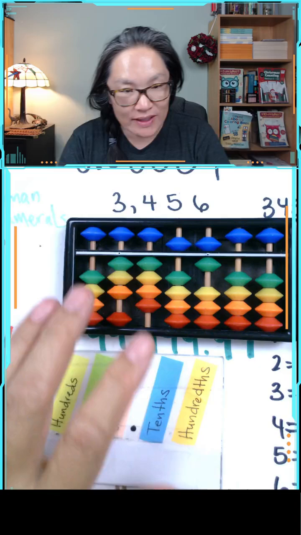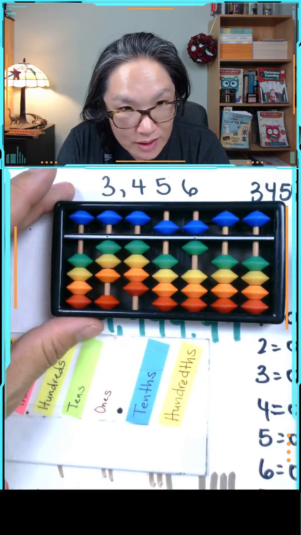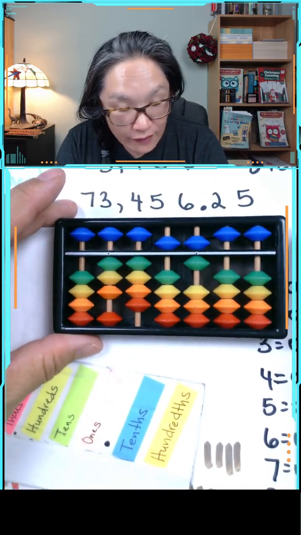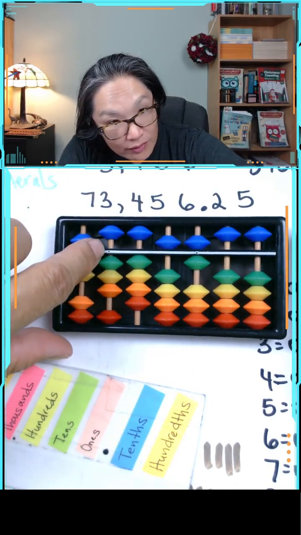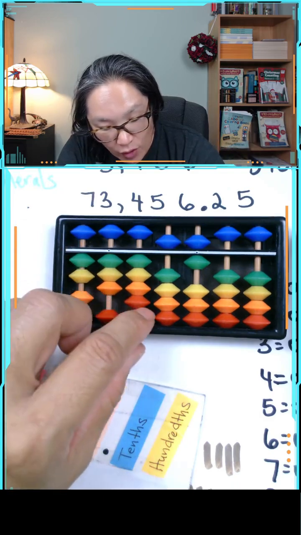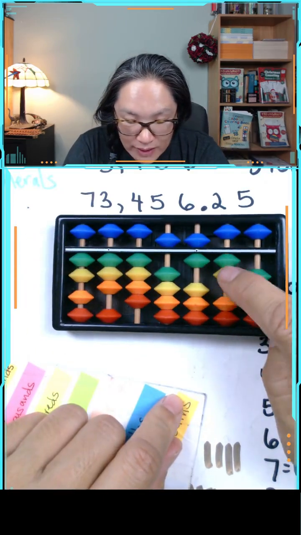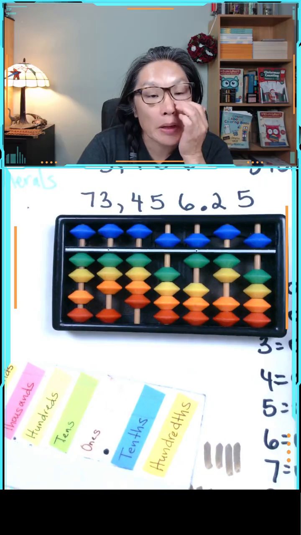That's fantastic. So we're going to continue on with this concept. If you look, we have 73,000, 73,000 with the comma. There's my comma, right? And then 73,456.25. There we go.